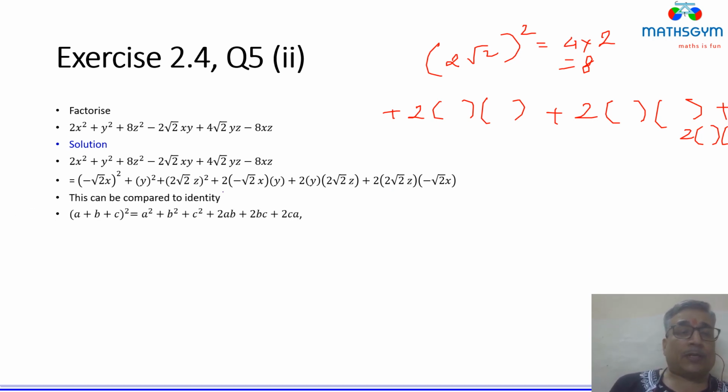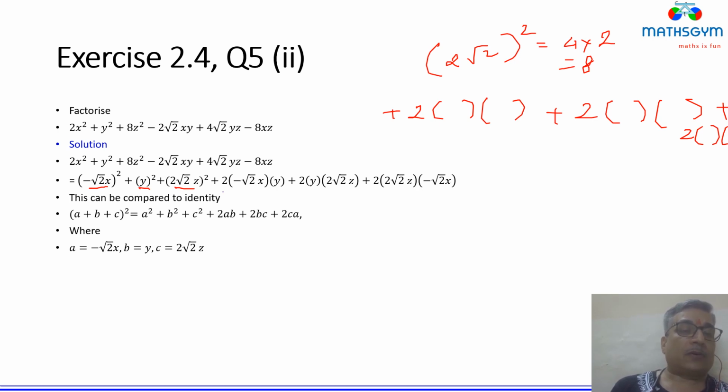So this can be compared to the identity a plus b plus c whole square, which is expanded as a square plus b square plus c square plus 2ab plus 2bc plus 2ca. And here you can check that a is minus root 2x, b is y, and c is 2 root 2 z. Where do you pick it up from? Please pay attention. We are picking it up from the whole squares we have written here. So these are the things which we have picked up as a, b, and c.